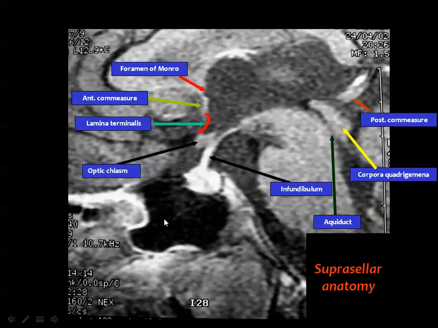These structures are very important to appreciate the site of the hypothalamus. Then posteriorly, you can see that this is the third ventricle, and this is the aqueduct of Sylvius connecting the third to the fourth ventricle. Then posterior to the aqueduct, you can see the corpora quadrigemina, the superior and inferior colliculi. Then above this, you can see the posterior commissure, which is the posteriorly located structure compared to the anterior one, which is the anterior commissure.